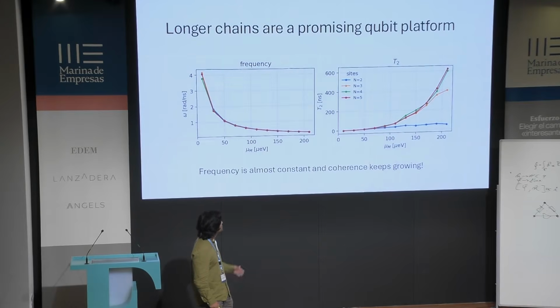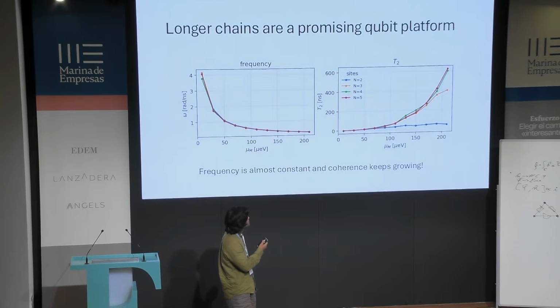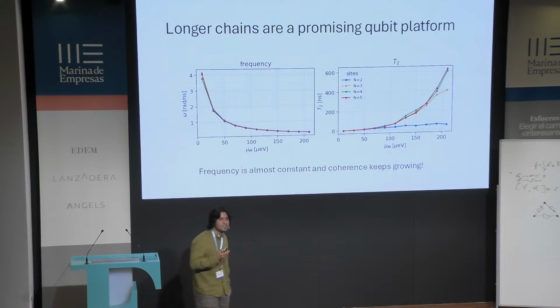qubit, you can see that as you increase the length of the chain, there is a dramatic increase in the coherence of these qubits. And actually, for longer chains, increasing the chemical potential from 150 to 200 gives you a very significant increase in coherence, which means that if you have a longer chain, you will be able to perform hundreds of coherent oscillations before you actually decohere. So this is something that is exciting and promising for this research.